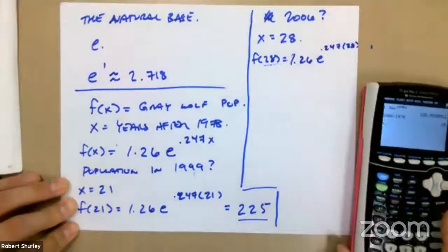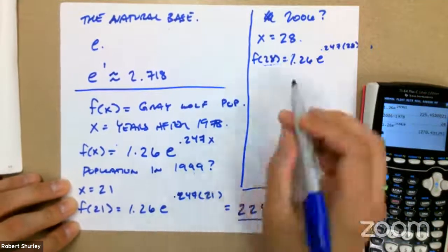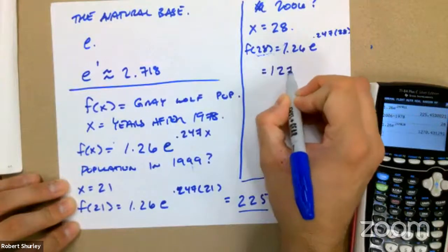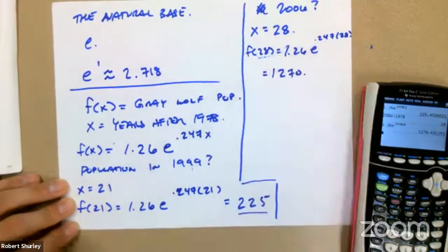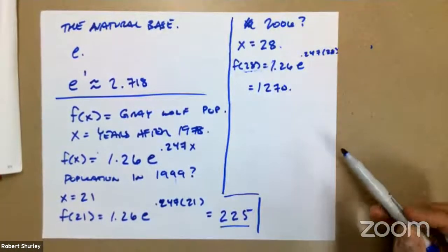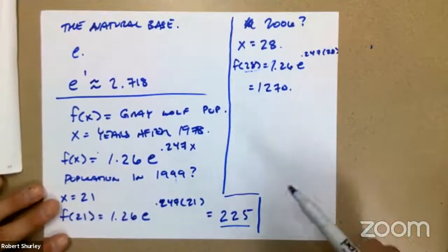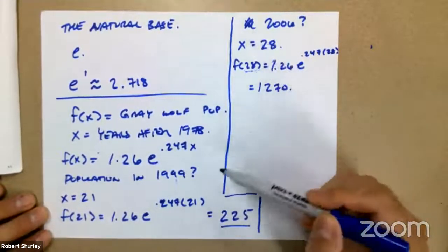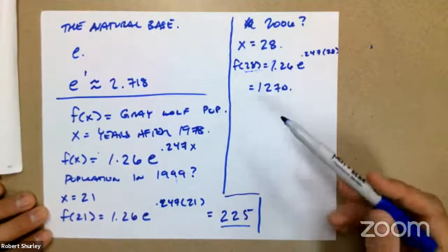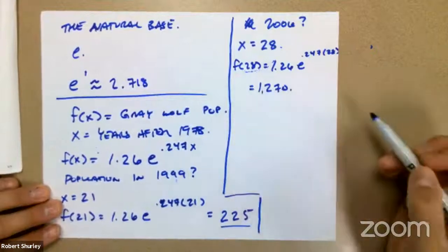So 1.26 e to the 0.247 times 28. Oh, 1,270. We're definitely shooting off, right? Oh, wait, got to round to the whole wolf because we can't have half a wolf or 1/4 of a wolf or 3/4 of a wolf. That's not how it works. Okay. Yeah, look at this. I mean, in 7 years, we've jumped up to 1,270 wolves. That's pretty good.